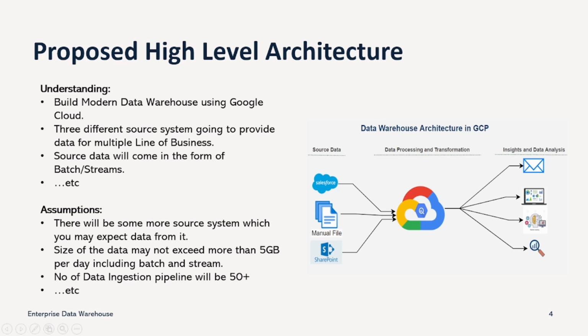Below are a few assumptions. Based on these assumptions only, we created this proposed architecture. Every day the size may not increase by more than 5 GB, including both batch data and streaming data. The number of ingestion pipelines required is 50 plus, but not more than 60. For now, they are using Salesforce, manual files and SharePoint as source systems. In future, there is a chance of introducing further source systems also. Our system is capable of handling new sources also with minimum development effort.